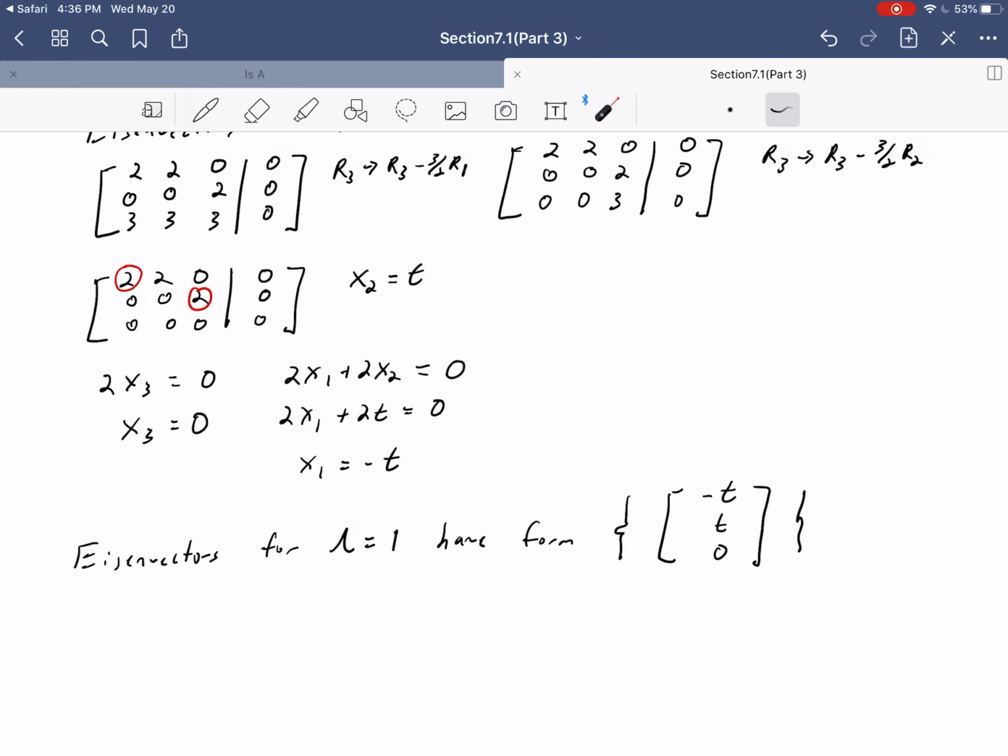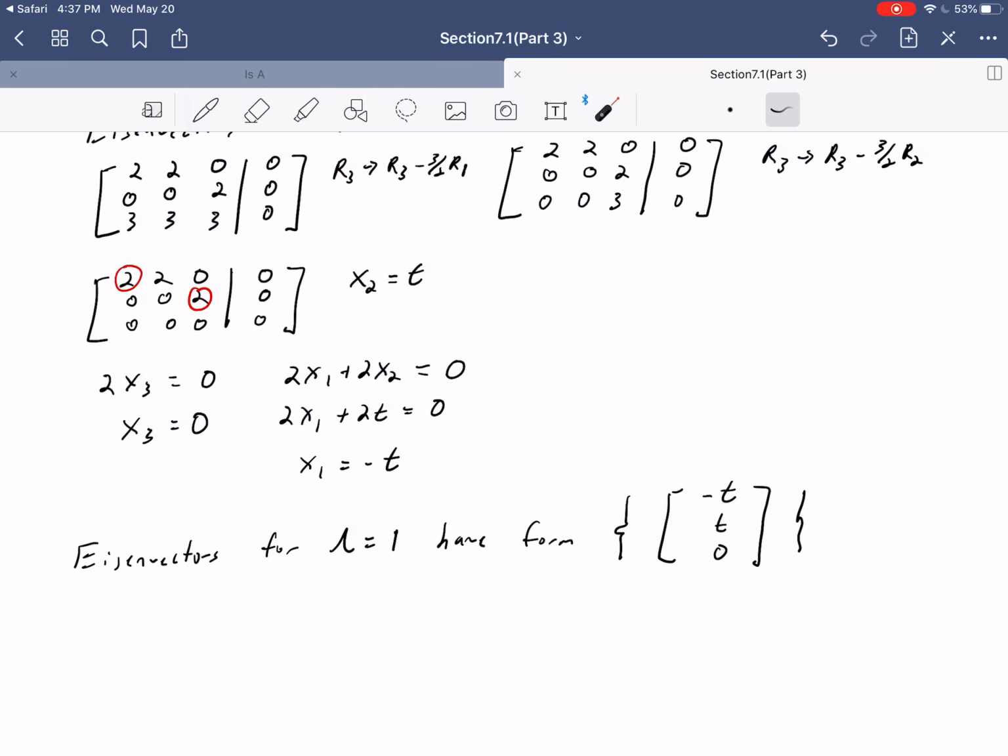Now, in 7.2, we're going to give a definition of what is called a defective or non-defective eigenvalue. And we're going to see in 7.2, when we give that definition, that being non-defective means that the number of free parameters, or the dimension of the eigenvectors, actually corresponds to the multiplicity.